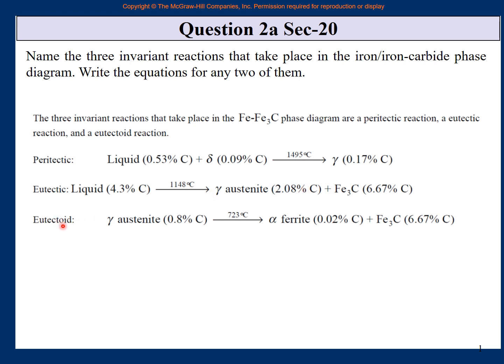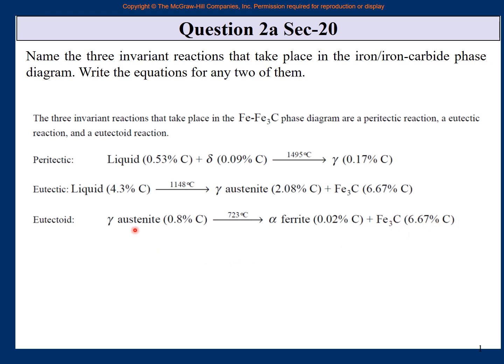Eutectoid is again very, very critical because we have done so many examples on eutectoid. One solid changes into 2 solids, that is eutectoid. So the gamma austenite changes into alpha ferrite and cementite. You should remember that eutectoid happens at 0.8% carbon. If you don't remember that the alpha in the eutectoid is 0.02%, it is okay, I'll still take it as right. But this iron carbide is always 6.67%.